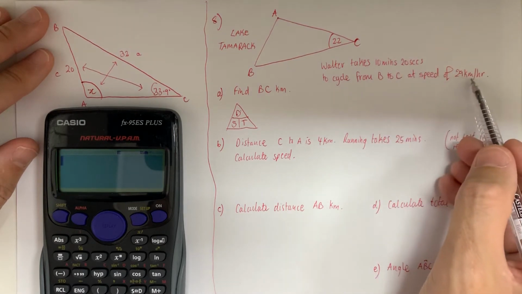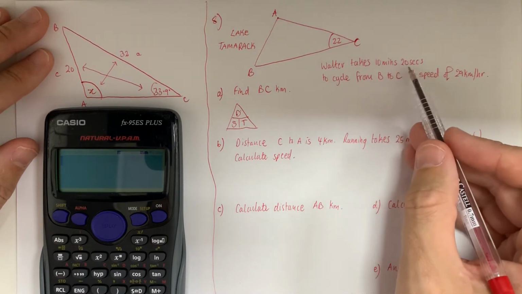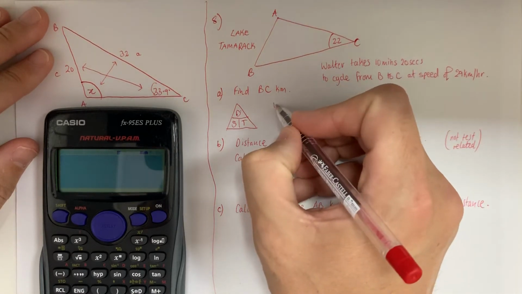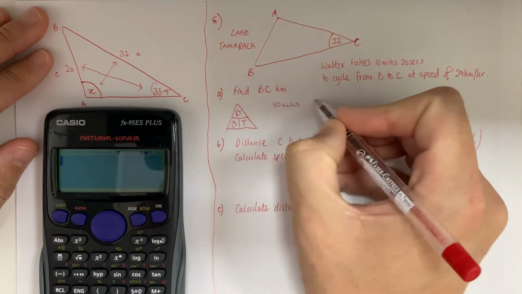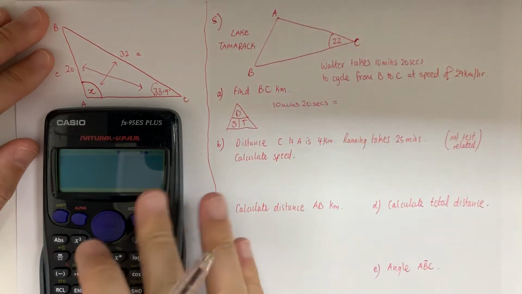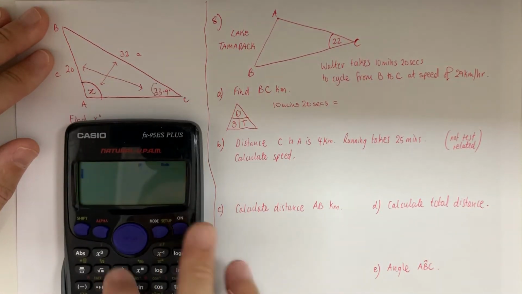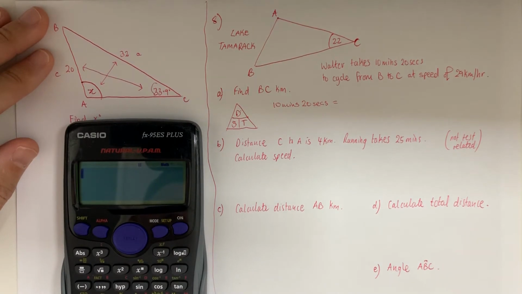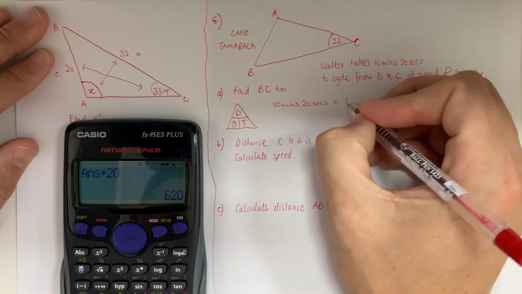So this is 29 kilometers per hour, and this is 10 minutes, 20 seconds. So I'm going to change the 10 minutes, 20 seconds into hours. So how do I do that? Well, first of all, I'm going to change it all into seconds. There's various ways to do it, but I'm just going to change 10 minutes times by 60, obviously 600 seconds, plus the 20, so I have 620 seconds.